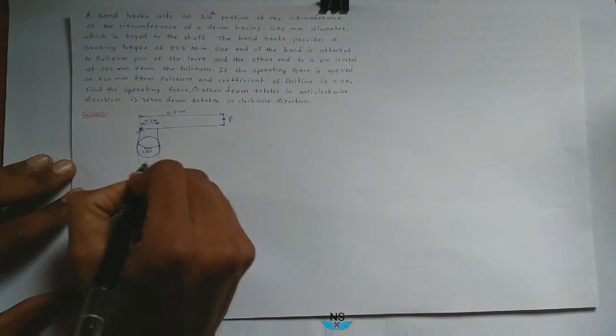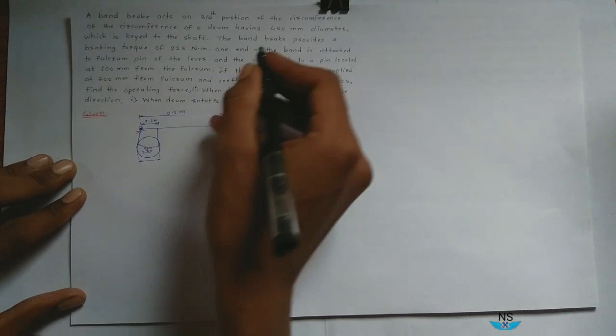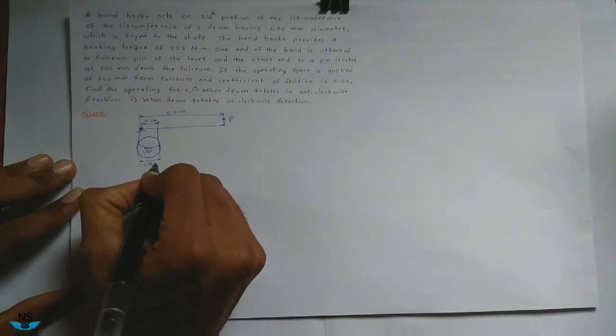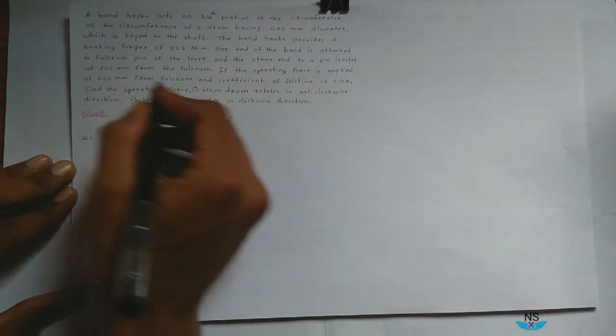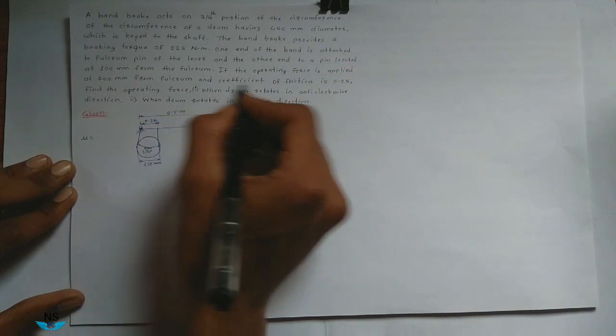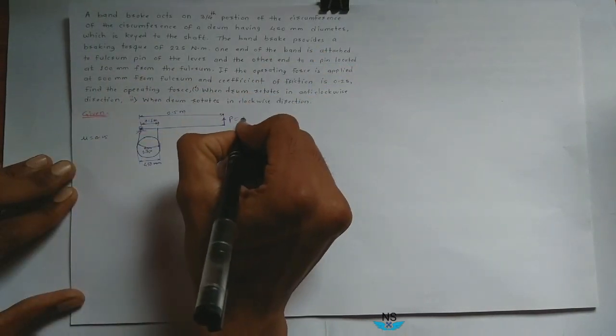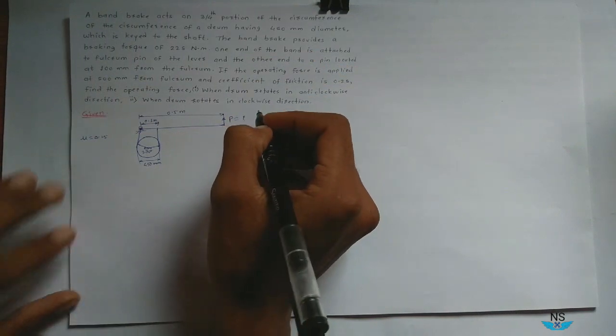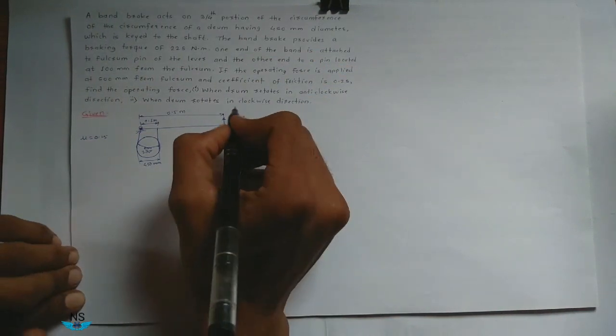The diameter of the drum is 450 mm. Here mu is given as 0.25. P is not given, P we have to find. We are going to determine P here. Braking torque is given, TB is 225 Newton meter.